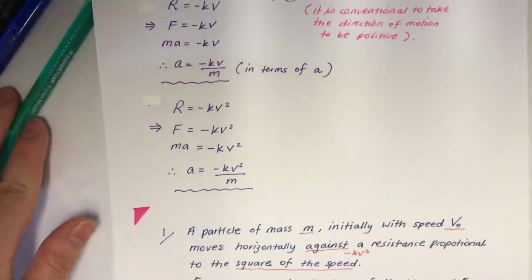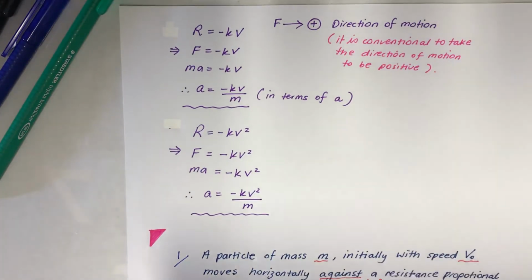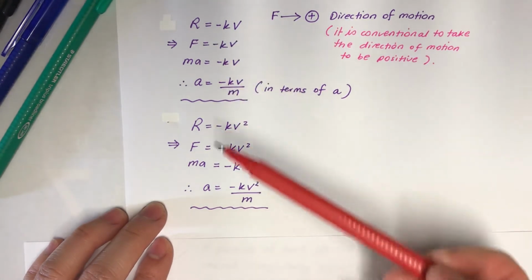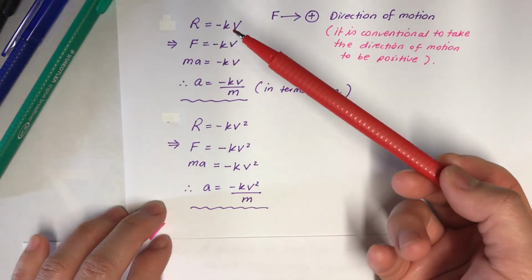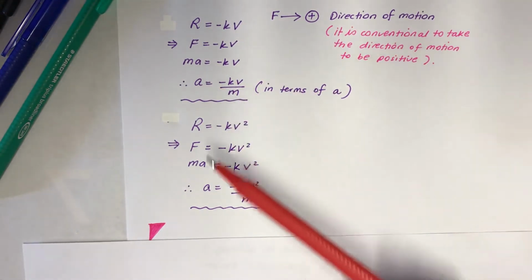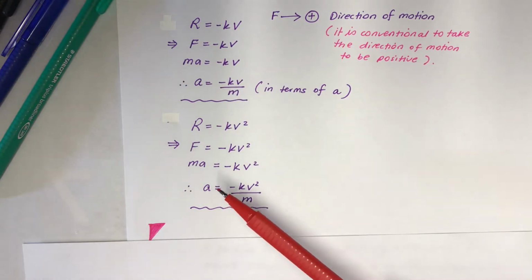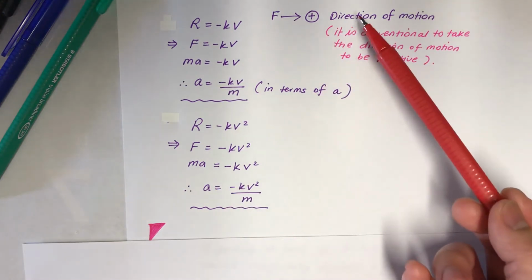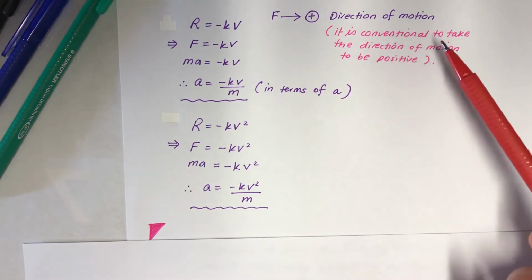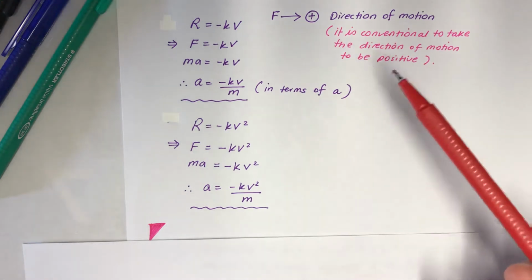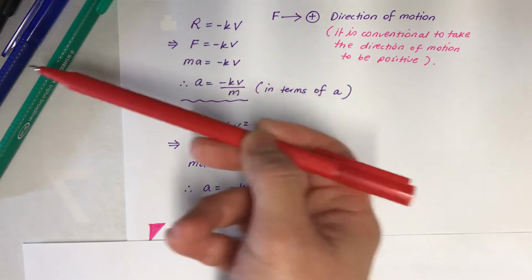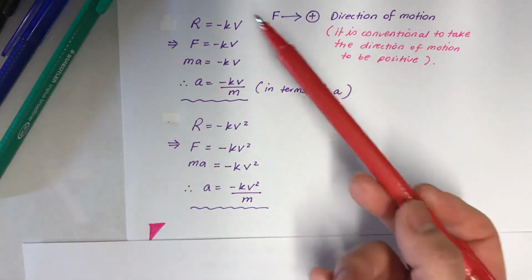Let's have a look at that. So R equals, so we're going to use the resistance force in terms of linear and quadratic, and change it in terms of acceleration. Okay, so they say this to the right is the direction of motion. It is conventional to take the direction of the motion to be positive. So whatever direction it's moving, it's positive. So if a force was on this side and it's moving this way, that would be positive. But I'm just going to say this is positive.